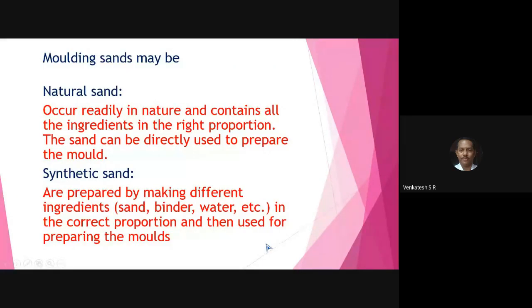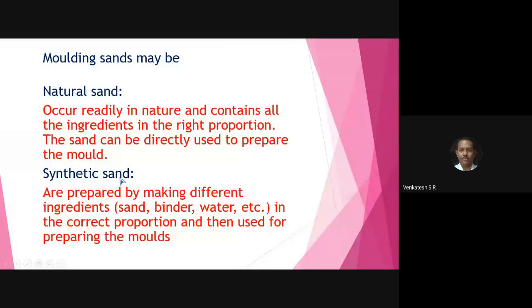After that, write down molding sands may be. Underline that. Below that, write down natural sand. The name itself indicates naturally available sand. This is the sand available in the river bed, that is naturally available.